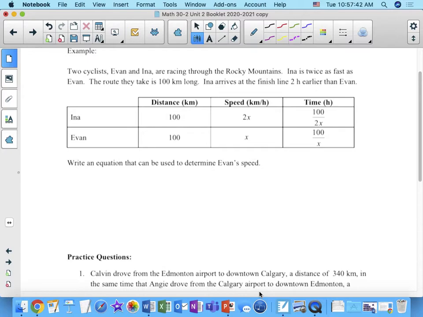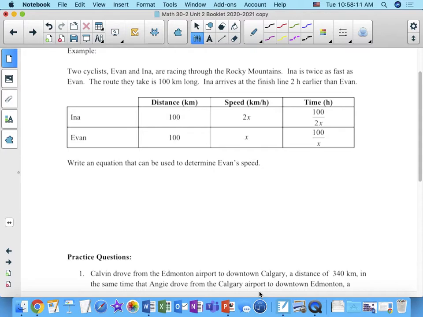They're both doing the same 100-kilometer distance. That's why distance is 100 kilometers. And then time again is that same little triangle relationship. Speed equals distance over time, or time equals distance over speed. So that's the 100 over 2x and 100 over x. Good so far? I went through that quickly because we'd done it a couple times already. Okay. So let's talk about the equation.